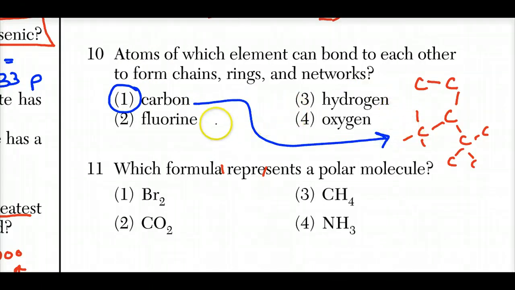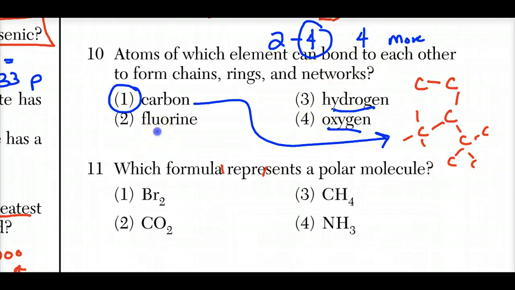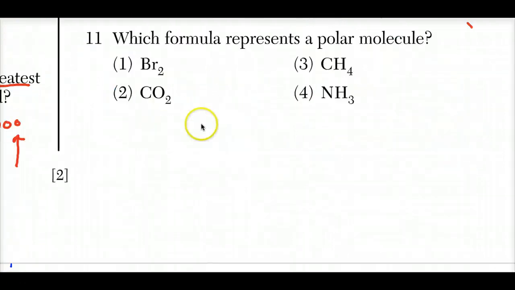And one of the reasons it can make 4 bonds is because it's 2-4, it needs what? 4 more electrons to satisfy and make the 8 to make it stable. So hydrogen only needs 1 more bond. Oxygen needs 2. Fluorine needs 1. Carbon can make 4 bonds. And that's one of the reasons. So you should have been thinking organic chemistry. Number 10 is 1. Number 11 states which formula represents a polar molecule.